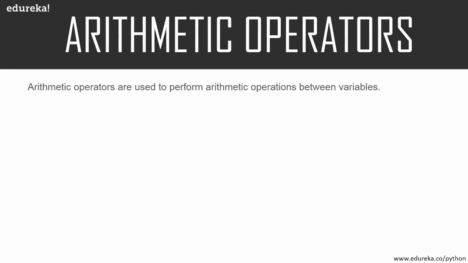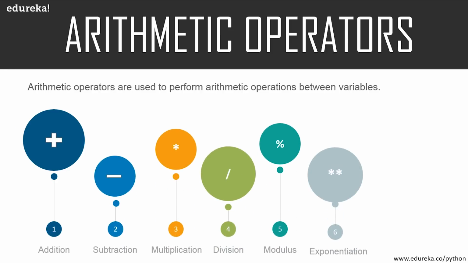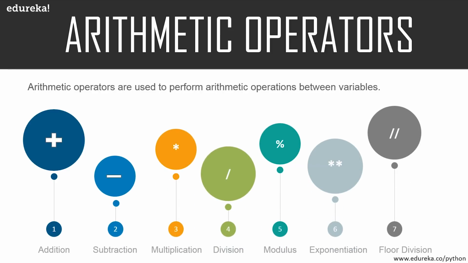Arithmetic operators are nothing but the operators that are used to perform arithmetic operations between variables or two values. So these are the arithmetic operator symbols that we use in Python. So we have addition, subtraction, multiplication, division, modulus, exponentiation, and floor division. So let's take it up to Jupyter Notebook to understand the concept of arithmetic operators.